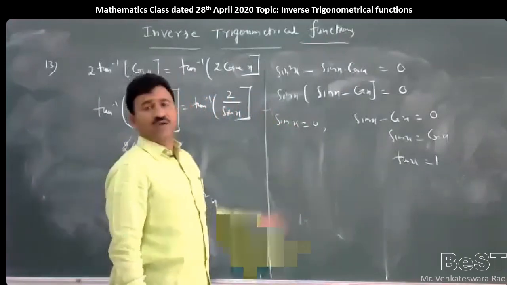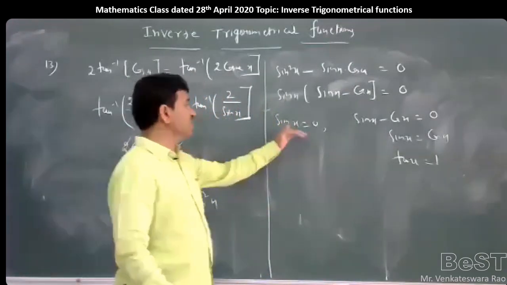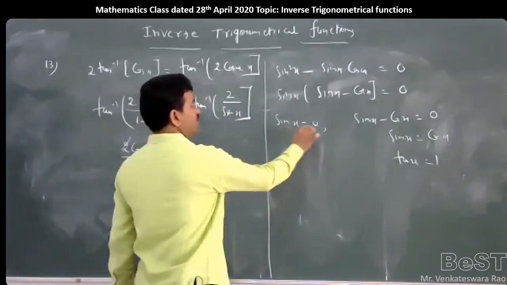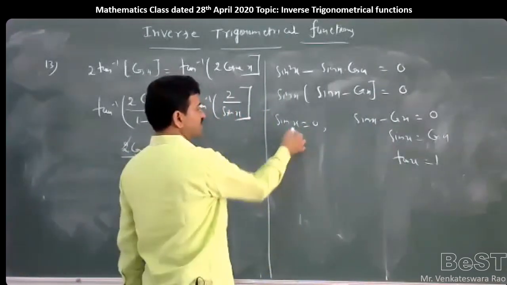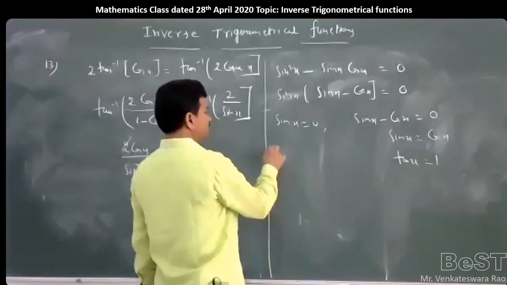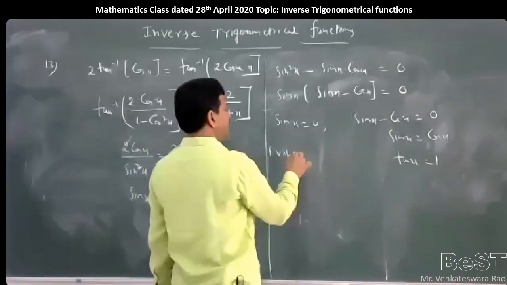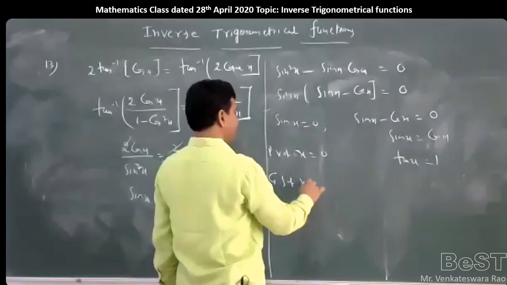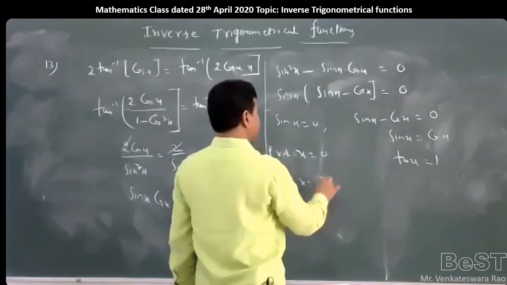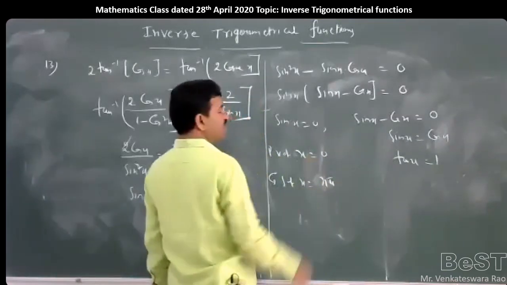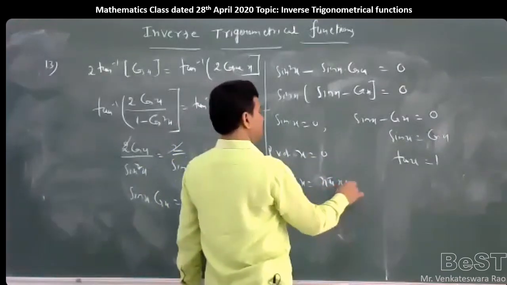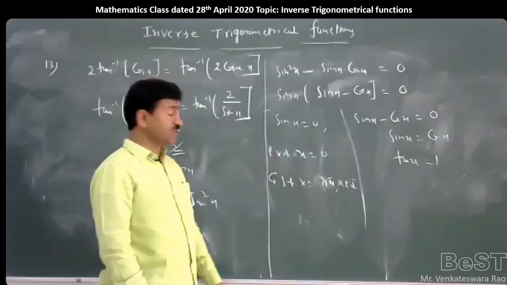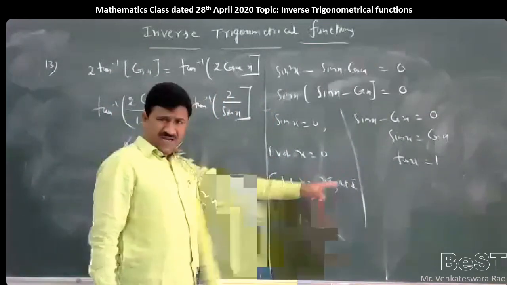Now in first PUC you learned how to write the general solutions of trigonometrical equations. Follow that. When sin x is equal to 0, what is the general solution of x? Principal value of x is equal to 0. General solution of x is given by the formula n pi plus or minus alpha, with alpha value 0. So the general solution of x is equal to n pi where n belongs to I.